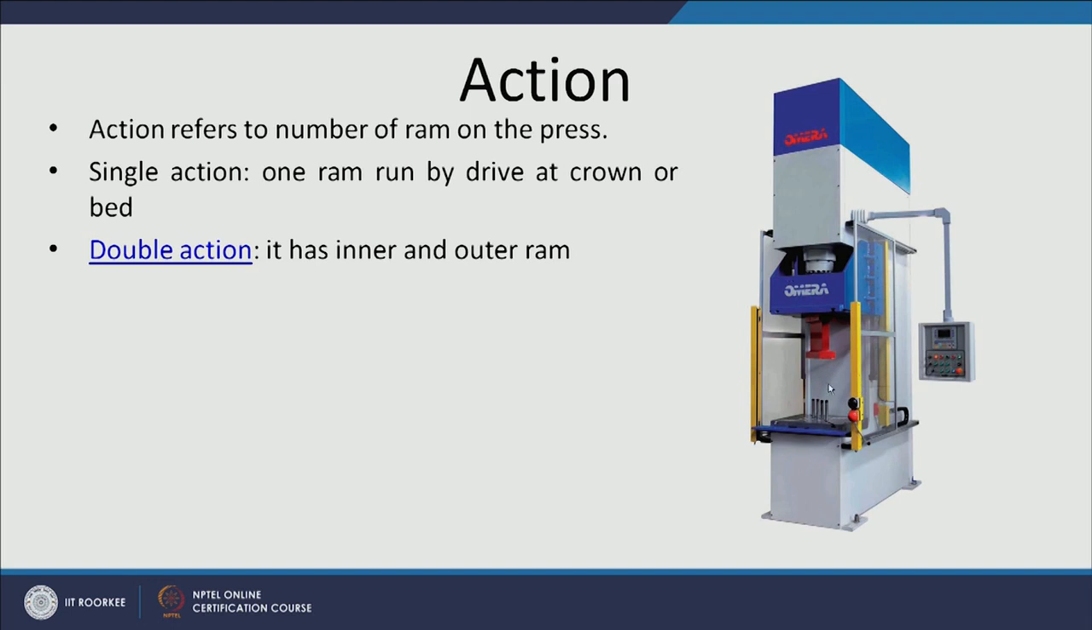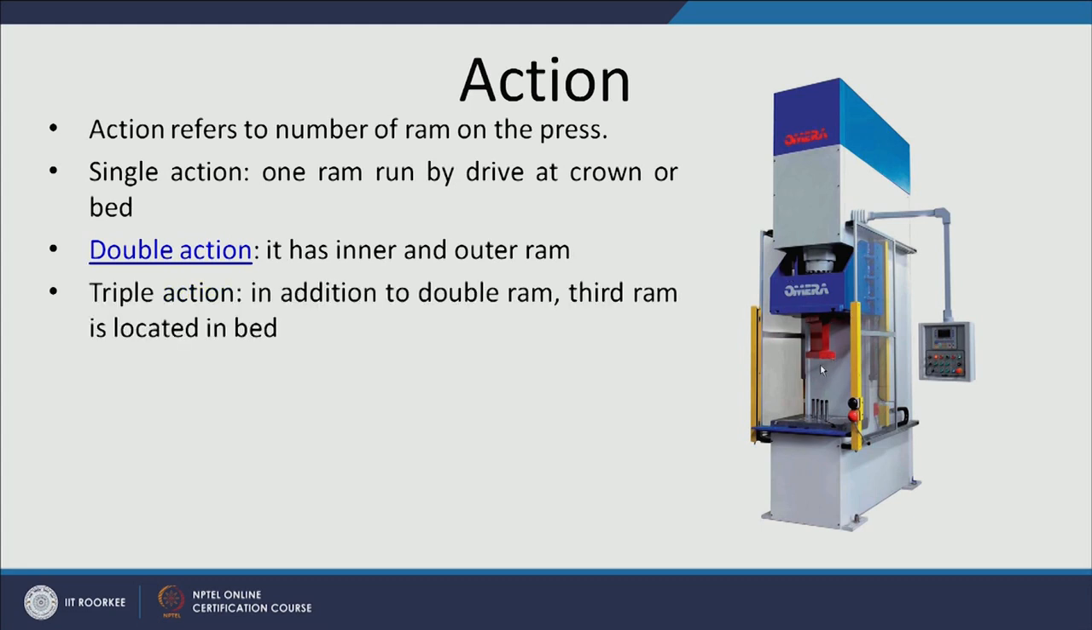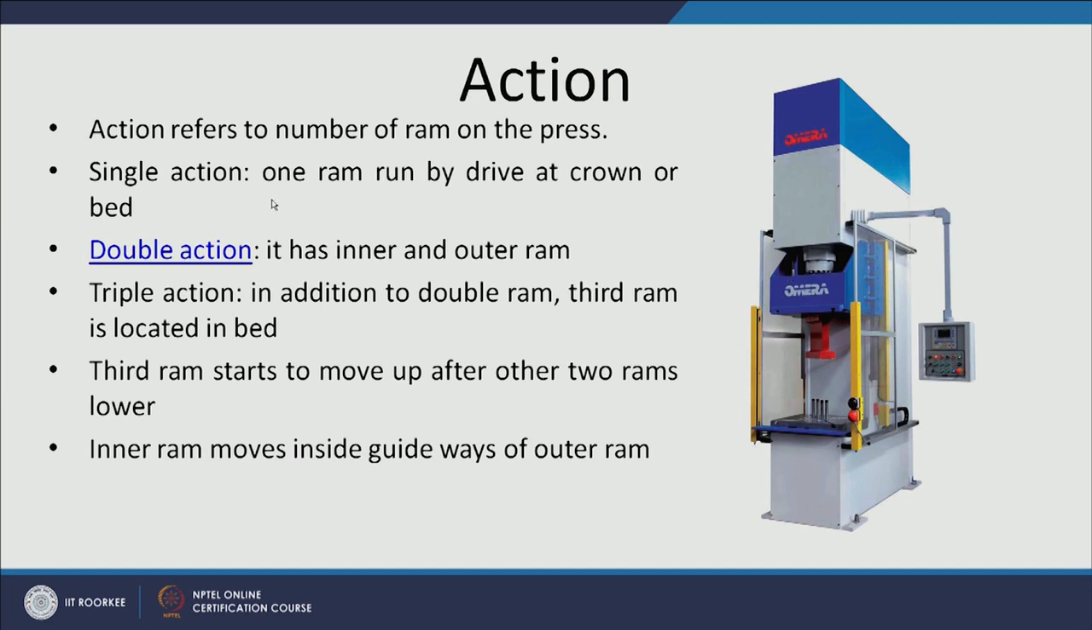This is about the number of actions. Here we can see the double action press, where there is a ram and then an inner ram. Basically, single action has one ram, double action has two rams, one inner and another outer. In case of triple action it is similar to the double ram, but a third ram also comes from the bottom side, located in the bed. The third ram starts moving up after the first two rams are lowered to their lowermost position, and the inner ram moves inside the guideways of the outer ram.